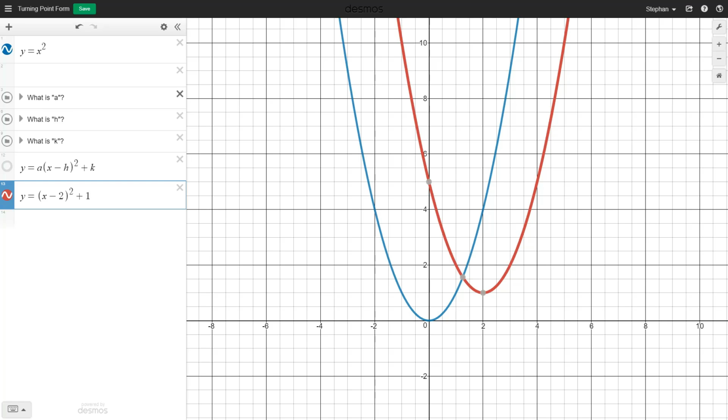The reason why we call this turning point form is because if you look at where the turning point of the graph is, it's at (2, 1). The h we change to a 2, the k we change to a 1. And so we have this really easy way of drawing any parabola if it's in turning point form. It's a lot easier than doing it from a table of values like last lesson.